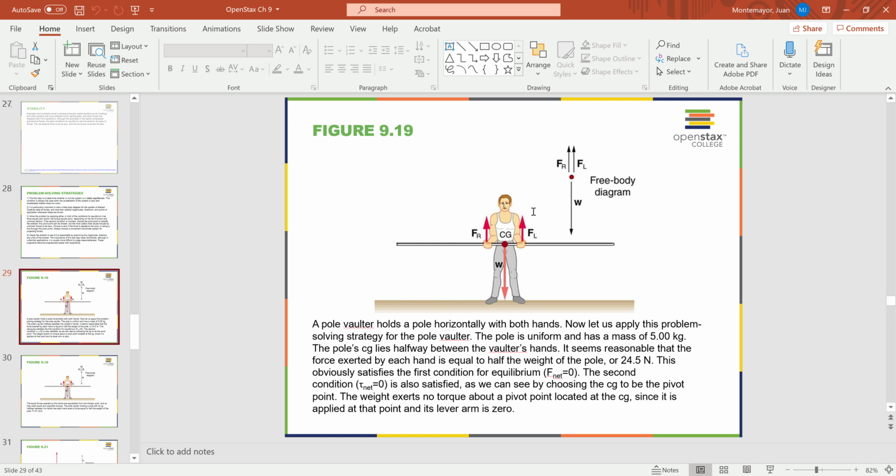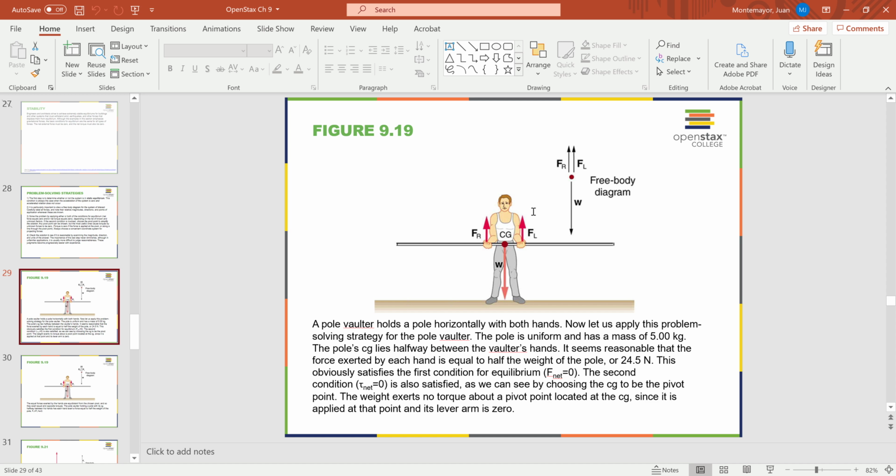So for figure 9.19, a pole vaulter holds a pole horizontally with both hands. Now let us apply this problem-solving strategy to the pole vaulter here. The pole is uniform and has a mass of 5 kilograms. The pole's center of gravity lies halfway between the vaulter's hands. It seems reasonable that the force exerted by each hand is equal to half the weight of the pole, or in this case, 24.5 newtons. This obviously satisfies the first condition of equilibrium. We have our net force equal to zero.